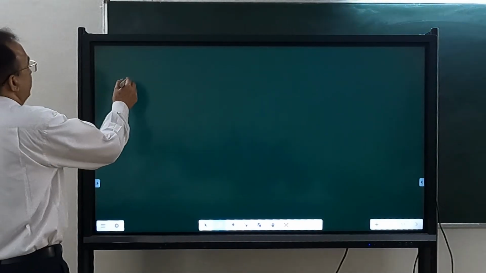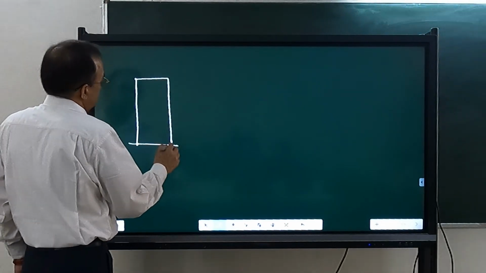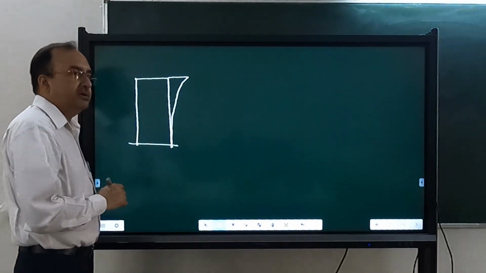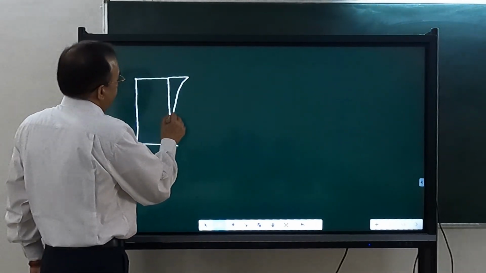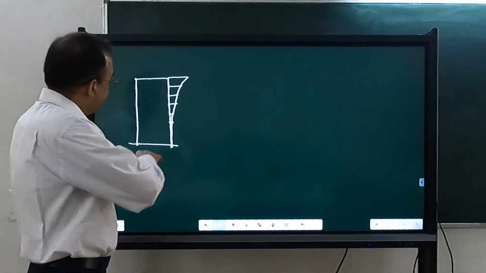Up till yield point, the shear wall will be formed till yielding occurs. The shear wall will behave like a cantilever. How to get the deflection at any height? I have given you the expression. After that, what will happen?